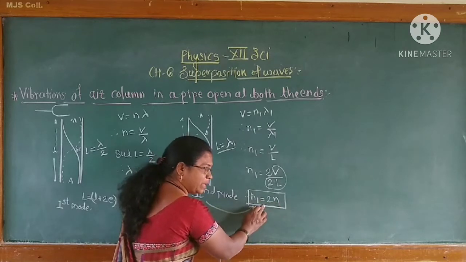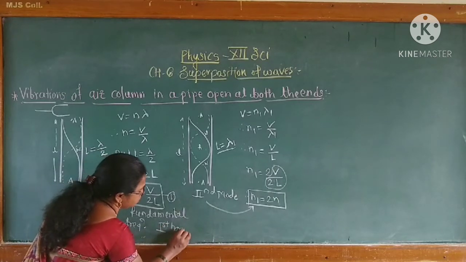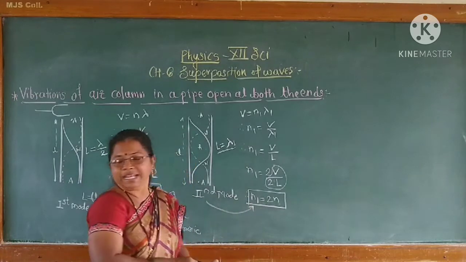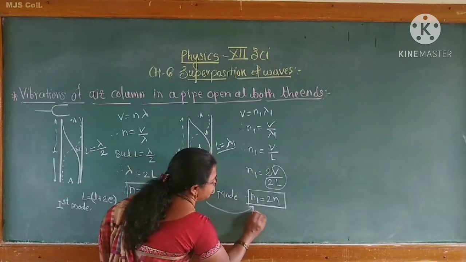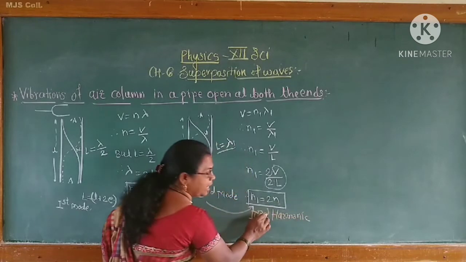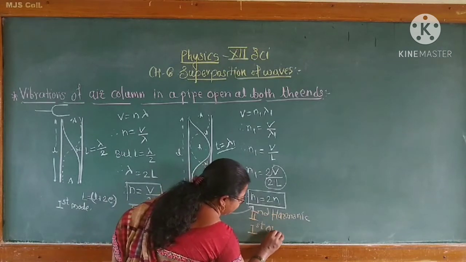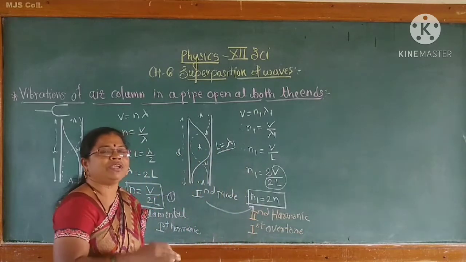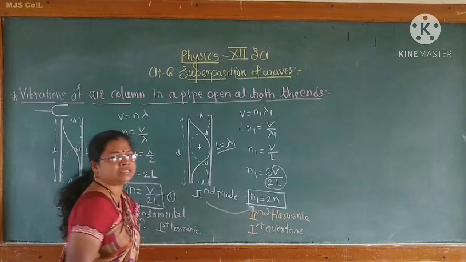This is the frequency of the second mode. Since the first was the first harmonic, this is called the second harmonic, as well as the first overtone. What is an overtone? An overtone is the frequency which comes just after the fundamental frequency; that is the first overtone.